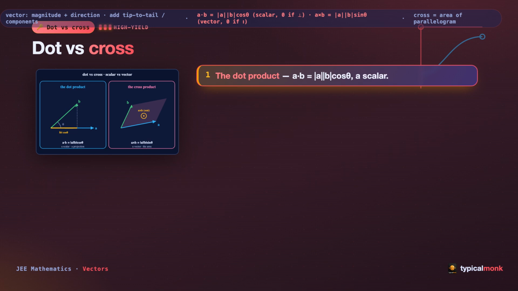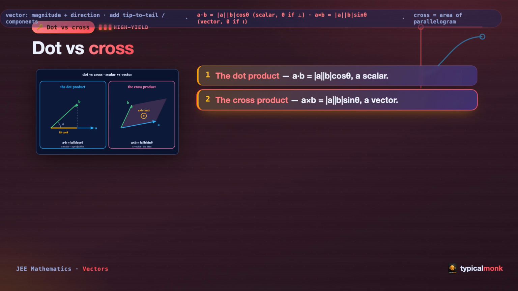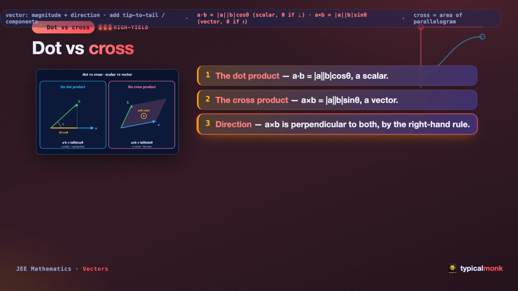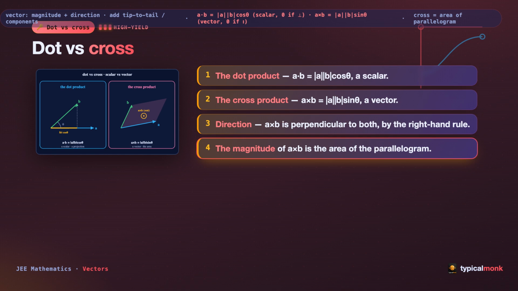Now look at the picture. Dot against cross. The dot product: A dot B equals the magnitudes times cosine theta, a scalar. The cross product: A cross B equals the magnitudes times sine theta, a vector. Direction: A cross B is perpendicular to both by the right-hand rule. The magnitude of A cross B is the area of the parallelogram.